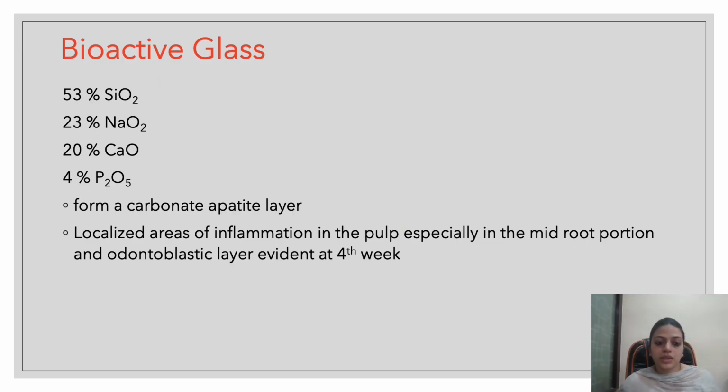Then there is bioactive glass. It has 53% silica, 23% sodium oxide, and calcium oxide and phosphates. It forms a carbonate apatite layer. Localized areas of inflammation are seen in the pulp, in the mid-root portion, and it has also been shown to form an odontoblastic layer, which is usually formed around the 4th week.